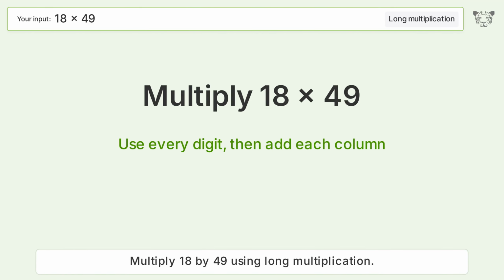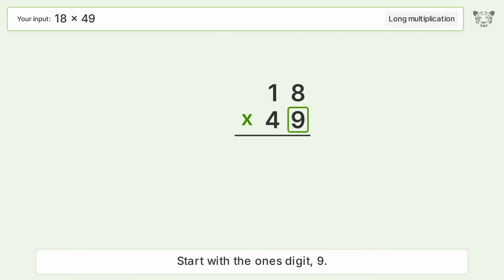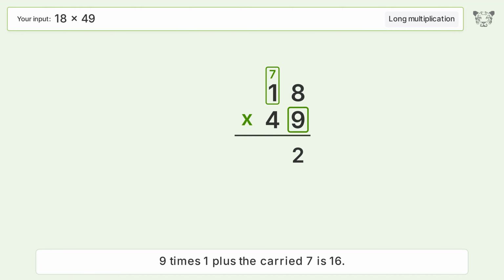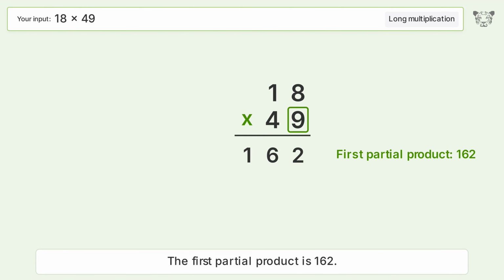Multiply 18 by 49 using long multiplication. Start with the ones digit, 9. 9 times 8 is 72. Put 2 in this column and carry 7. 9 times 1 plus the carried 7 is 16. The first partial product is 162.